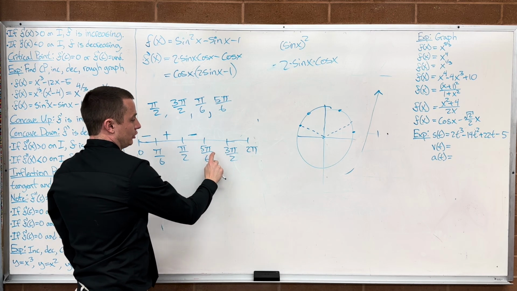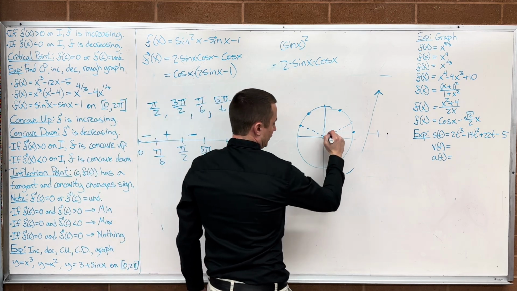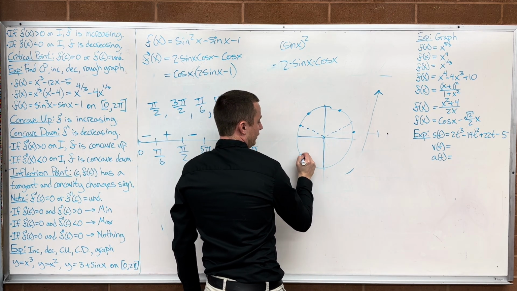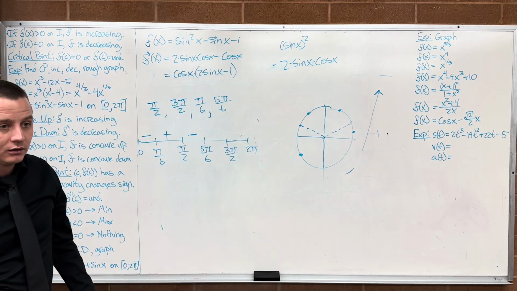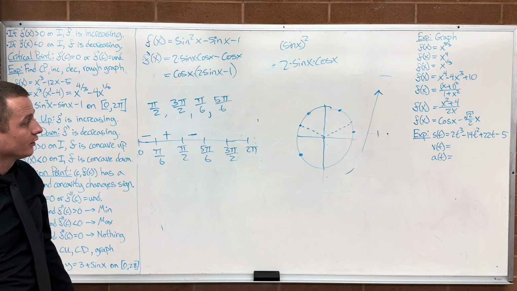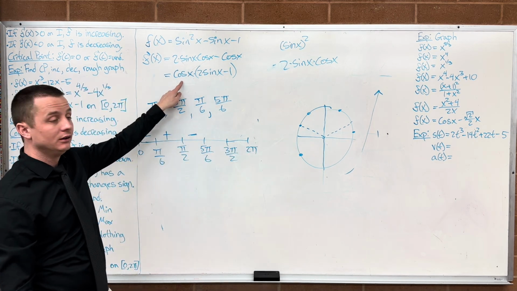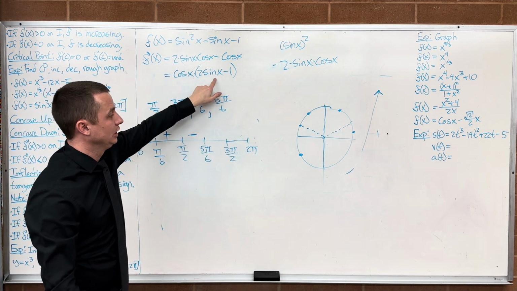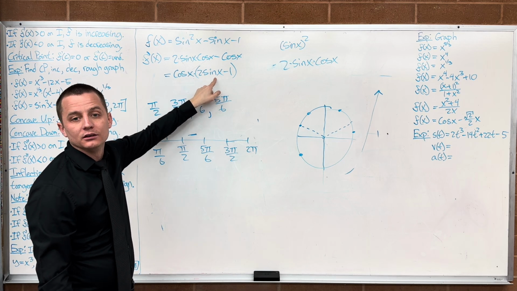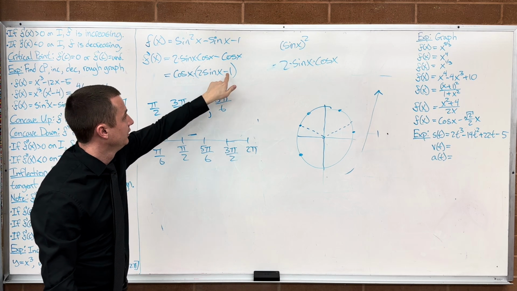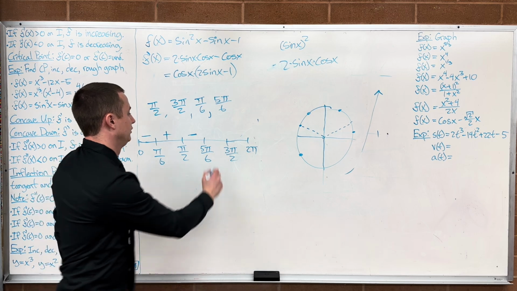Now let's look between 5 pi 6 and 3 pi halves. 3 pi halves is straight down. So now we've got a point like right there. Cosine is going to be negative. The height is going to be more or less than 1/2? Less. So this is going to be negative. So negative times negative is positive.